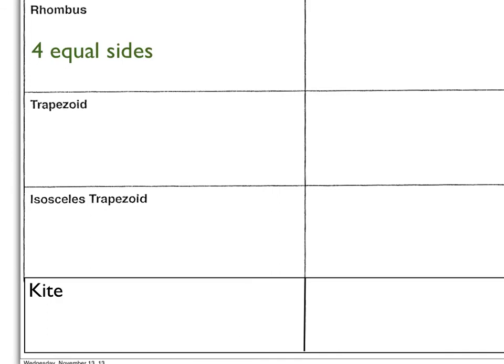A rhombus is a quadrilateral with 4 equal sides. What does it end up looking like? A tilted square. It looks like a square that the big bad wolf has just come and huffed and puffed and blown sideways. Okay? There's a rhombus.